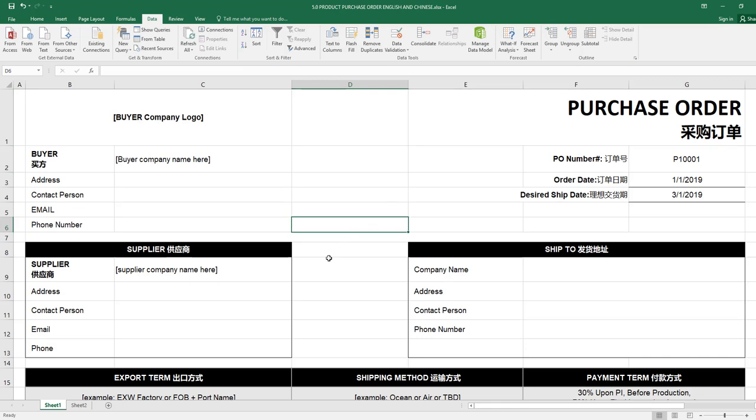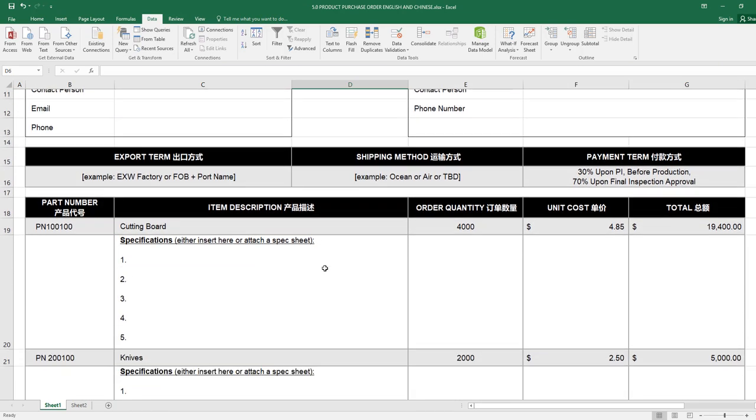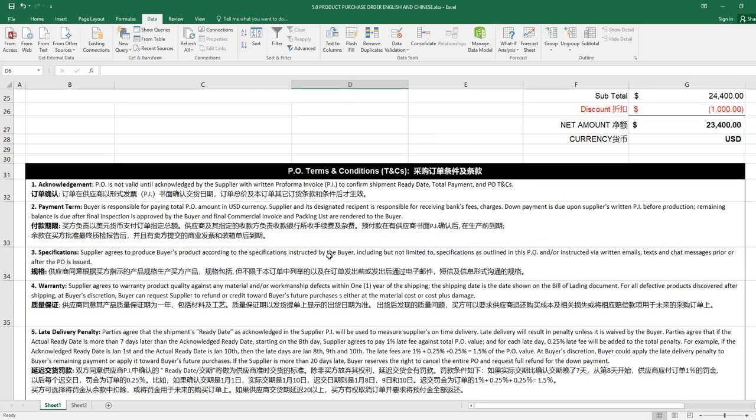This is it, guys. We went over the entire purchase order, especially the terms and conditions, which take a bit of time. Hopefully this is clear. If you have any questions, feel free to message me.